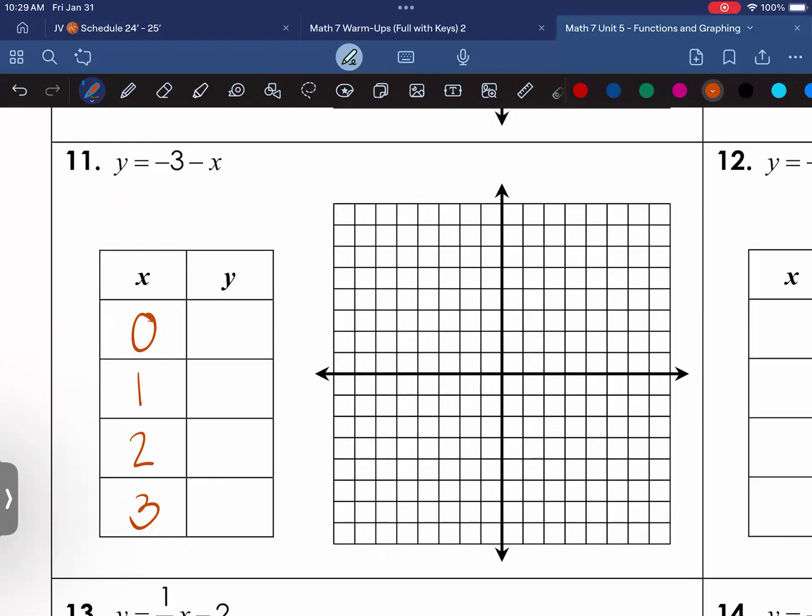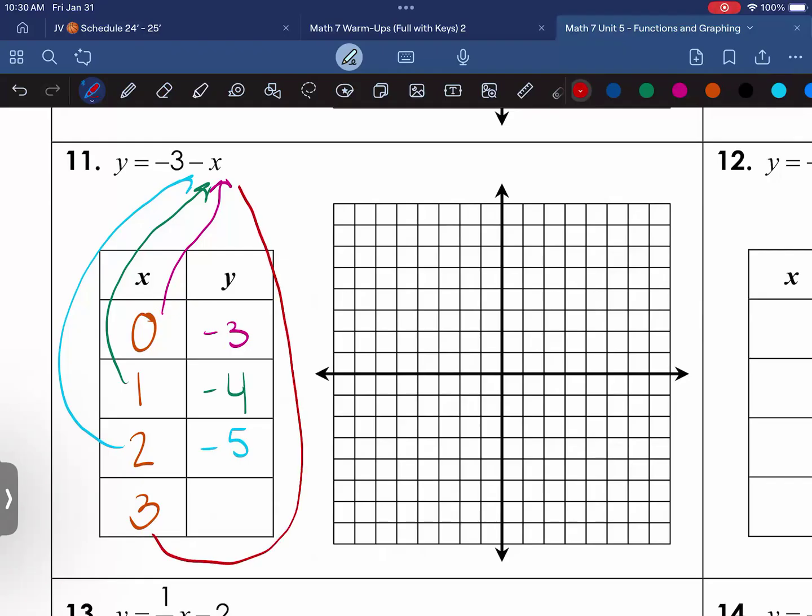All right, so let's plug each of these in. So if we have -3 minus 0, that's obviously going to be -3 still. And definitely use your calculator for these if you need to. If we have -3 minus 1, that will get us -4. If we have -3 minus 2, that is going to get us -5. And finally, if we have -3 minus 3, that will be -6.